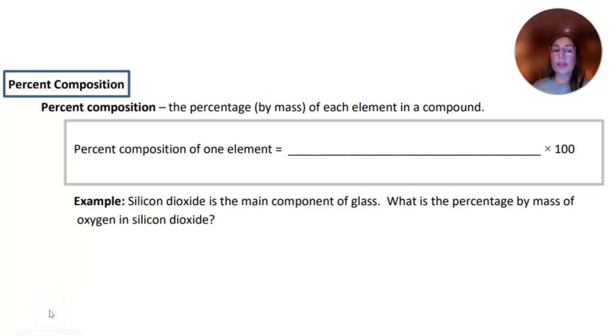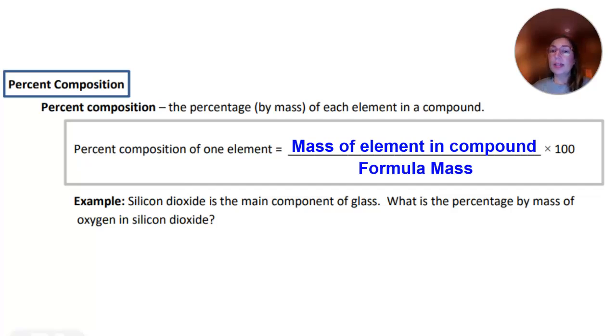This video is on percent composition. Percent composition is the percent by mass of each element in a compound. So percent composition is the mass of just that particular element in the compound, divided by the entire formula mass for the whole compound or molecule, and then you just multiply by 100.